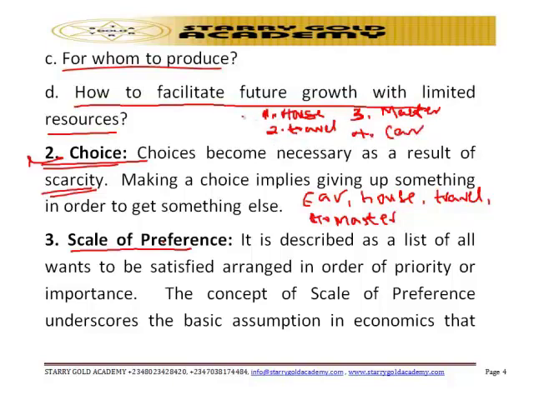Number one is the most important. Two is the second most important thing. The third one is my masters, and the fourth the car. So with the knowledge of scale of preference, I've been able to determine my wants with respect to the order of their priority. So this is what scale of preference entails under the basic economic problems of economy.